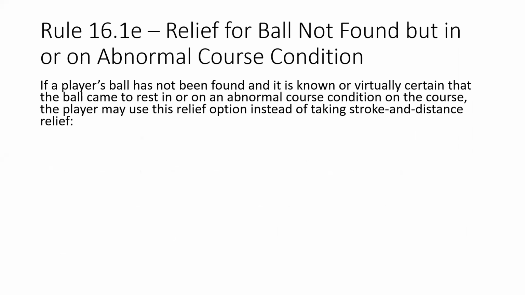All right, so what happens if the ball is not found, but we know it's in an abnormal course condition? So if the ball has not been found, but it's known or virtually certain that the player's ball came to rest in an abnormal course condition, so you've got a bunker that's 3 feet full of water, and you saw the splash go in there, but you can't see the ball, and the player doesn't want to go in there to try to grab it out because it's a pinnacle or whatever, and they don't care about it. So in that case, we know that it's there.